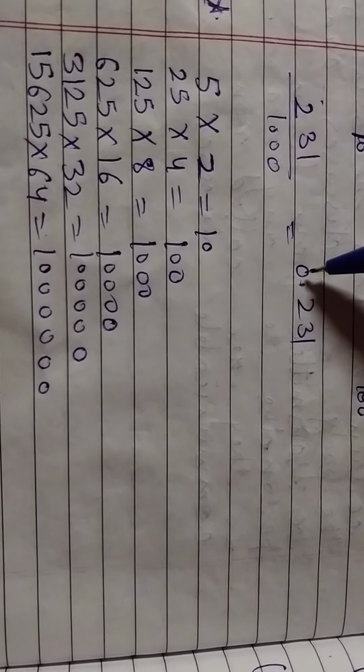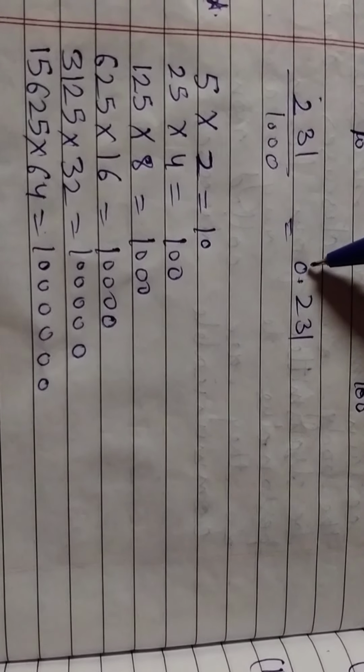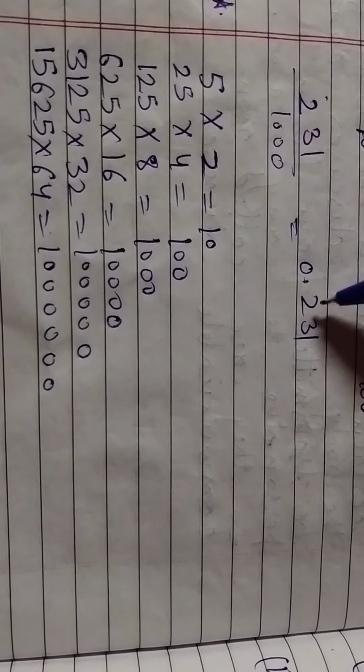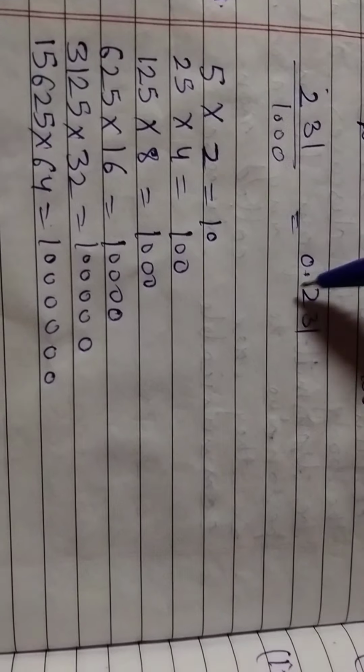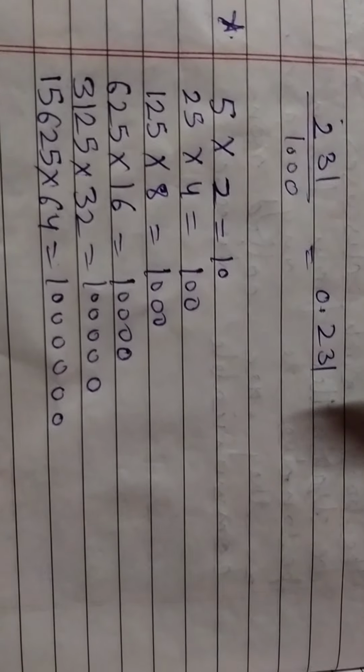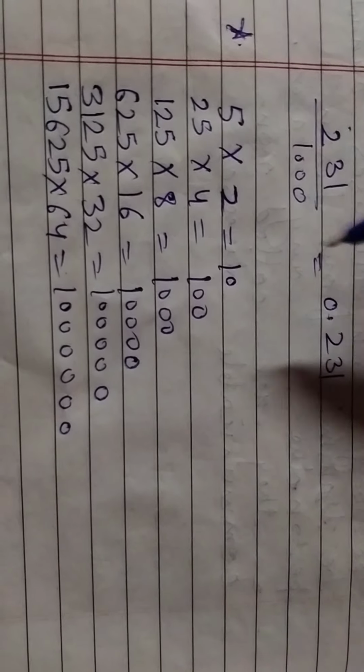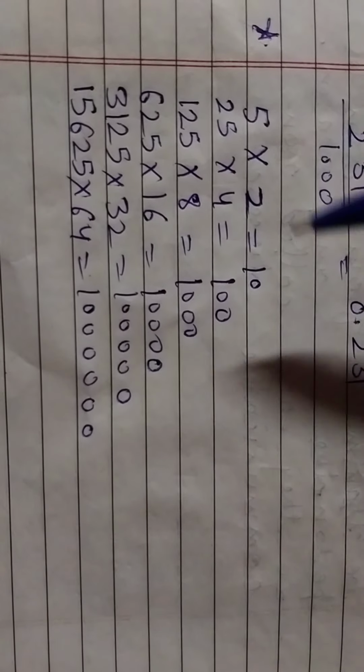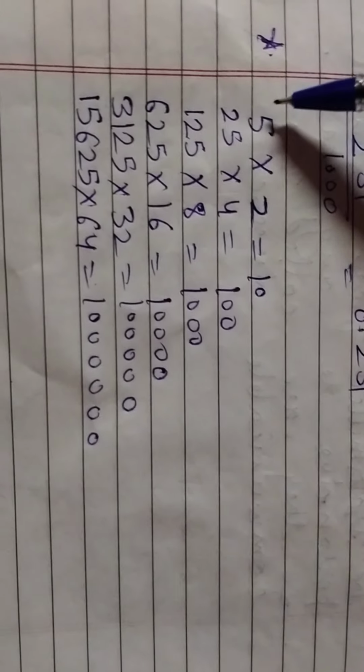And one more thing, after the decimal we will not read it as "point two hundred thirty-one." This is the wrong way. The correct way of reading is "point two three one." We will read these digits one by one. Clear?